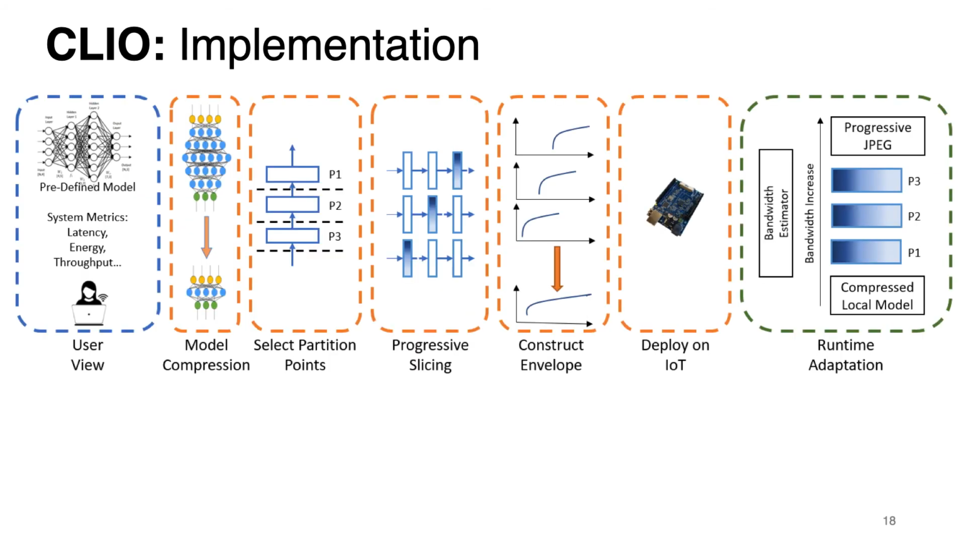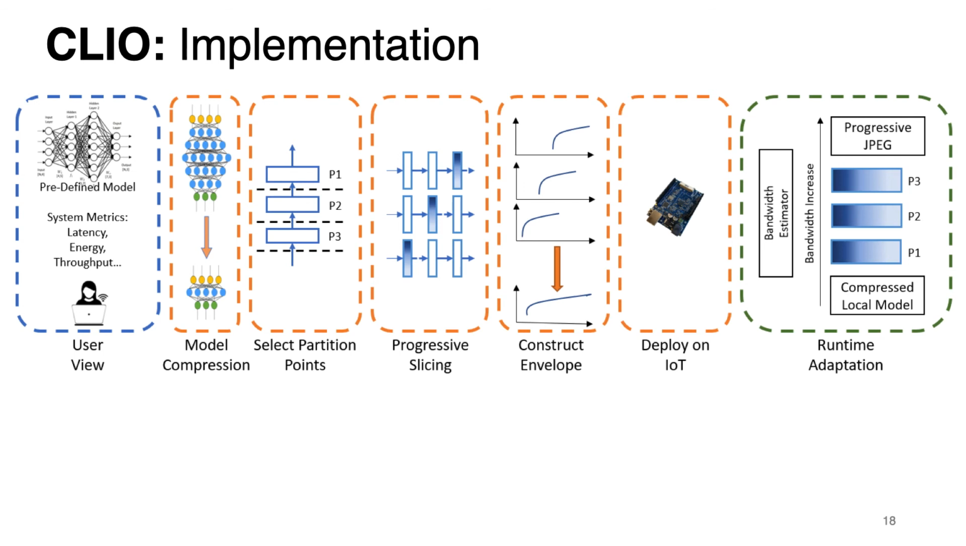This is the overview of our whole system. Since our method is totally compatible with model compression, model compression can be used to compress the user predefined model at the beginning. For the model, we could choose several potential partition points. We will then apply the progressive slicing to the layer right before the partition points. Then we can construct the envelope based on the different partition points.